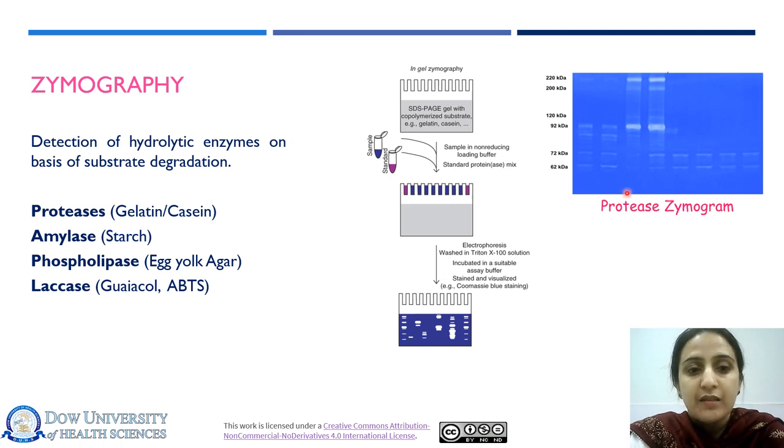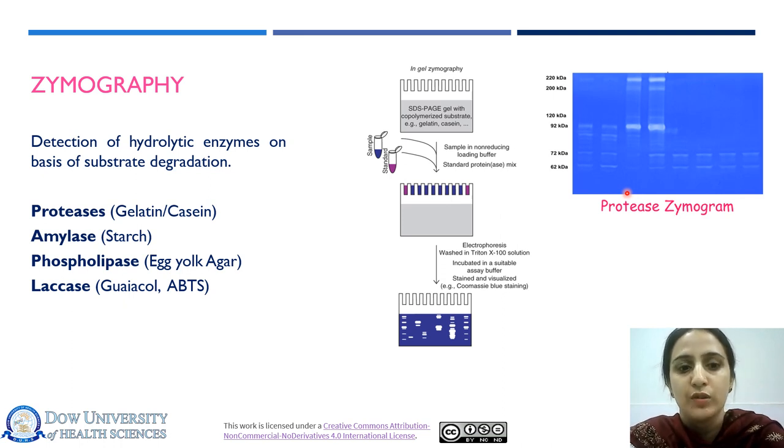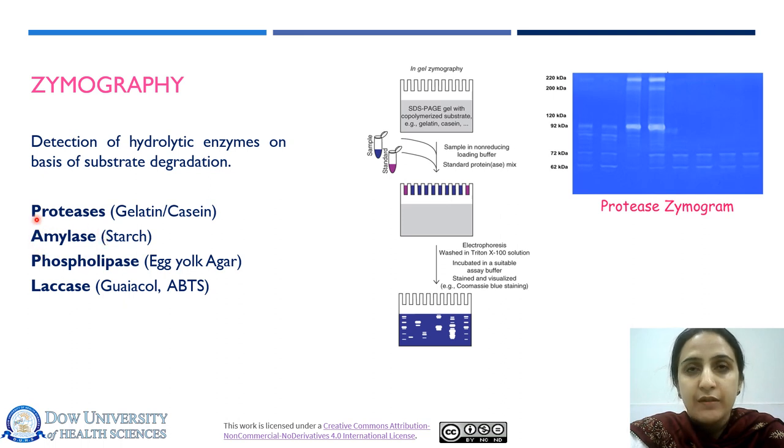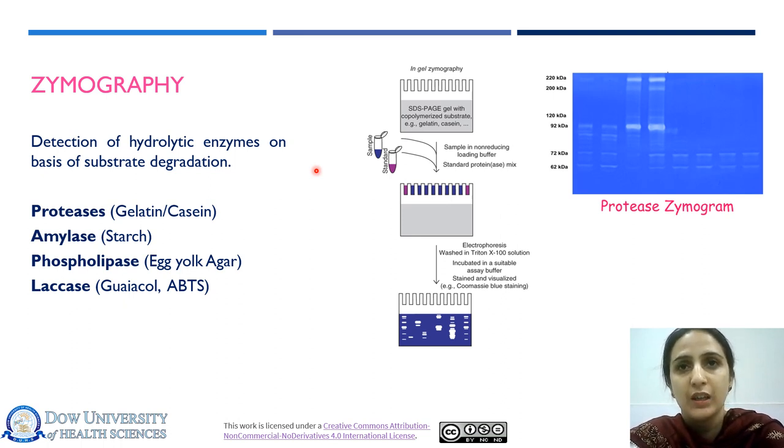So in this way, zymography could be used to give you information about the presence of any enzymatic activity in your sample. If you are trying to see the activity of amylase in your sample, you can use the same procedure. And in that case, rather than co-polymerizing the gel with the gelatin or casein, you can co-polymerize the gel with the starch. In the case of phospholipases, we usually use the gel overlay method.